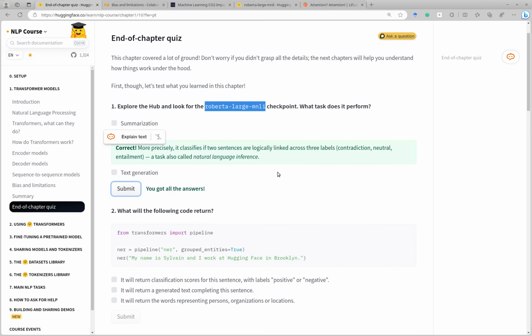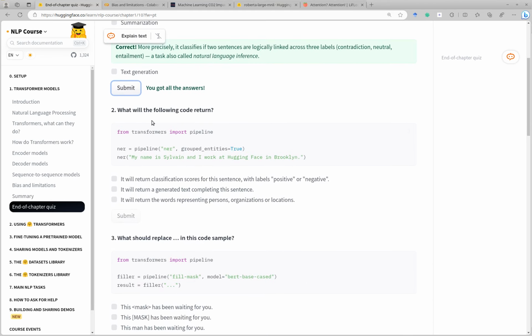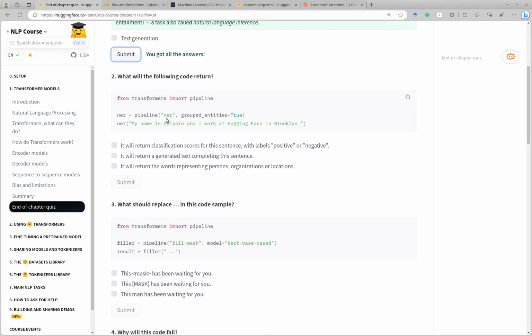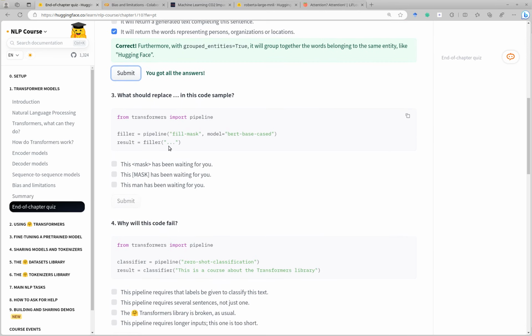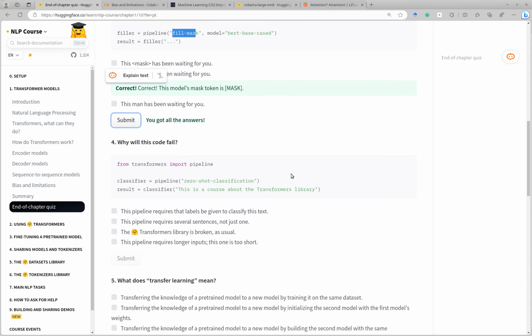Let's go and submit. Okay, now what will the following code return? It's related to named entity recognition, so it will return person, organization, and location. It's done. What should replace the blank here? As we will introduce the mask, it's for filling the mask. The mask is given in big brackets, not this one. So this will be the answer.